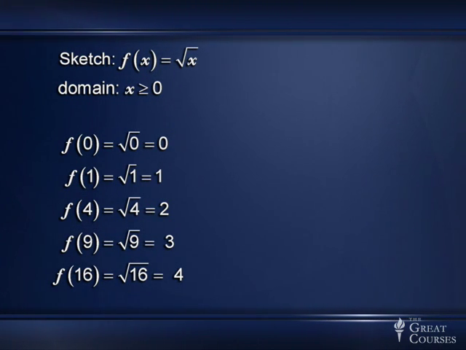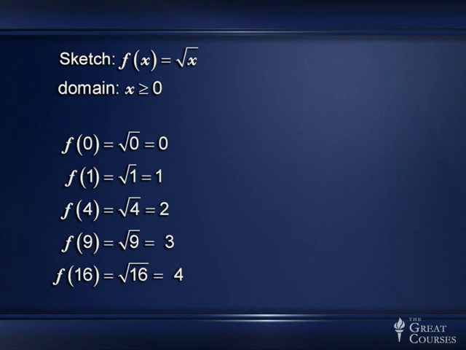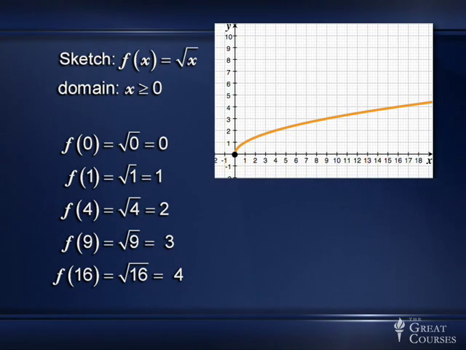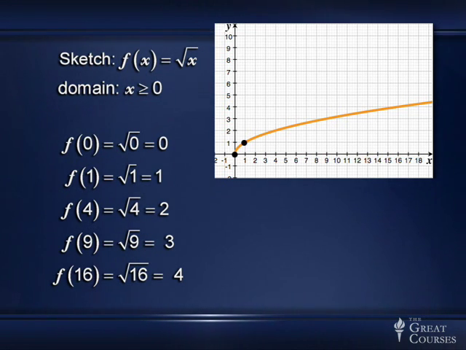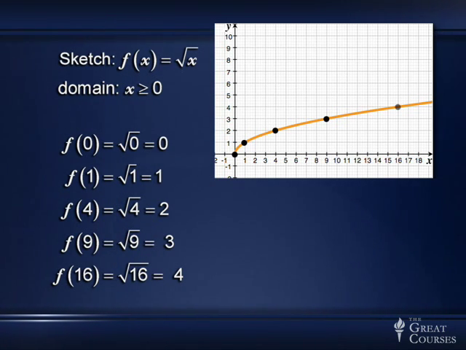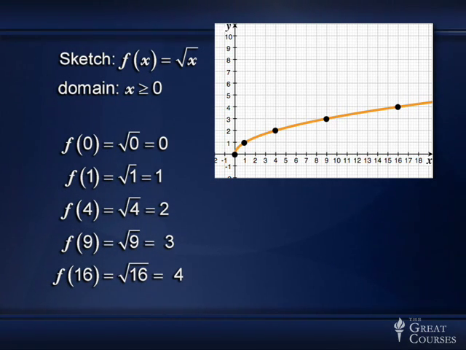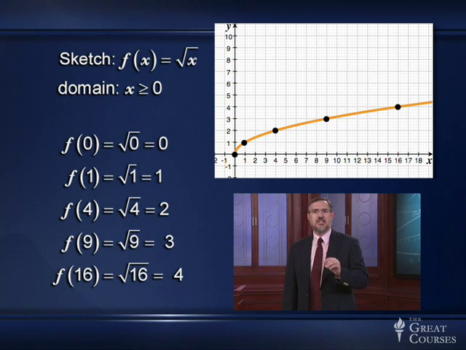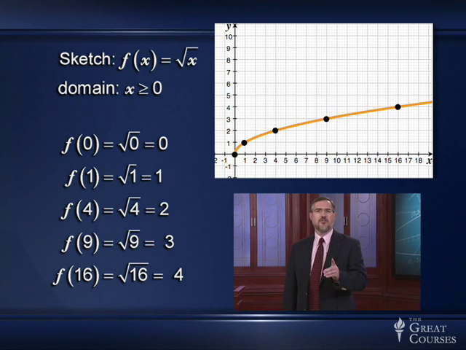So on a piece of graph paper, you could draw your x-axis and your y-axis and then fill in the origin, 0, 0. We saw that in our calculations. And you can also fill in the points 1, 1, 4, 2, 9, 3, and 16, 4, because that was the information we found. The last one we calculated was f of 16 equals the square root of 16, which is 4. And remember, that point, 16, 4, really is on the graph.